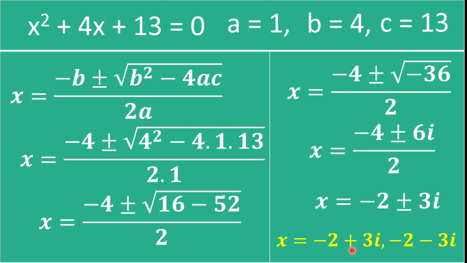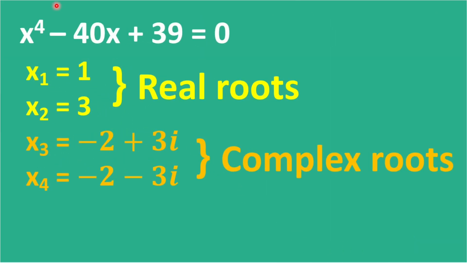So these are two other solutions. Now we have four values of x overall. This was our given question, x power 4 minus 40x plus 39, and we have these four roots or solutions of this question, in which x1 equal to 1 and x2 equal to 3 are real roots, and these two roots, that is x3 equal to minus 2 plus 3 iota and x4 equal to minus 2 minus 3 iota, are complex roots of this question. So this was the solution of this question.